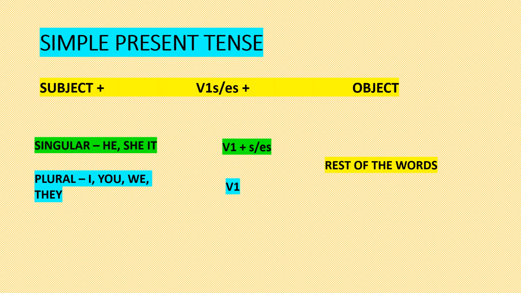If it is a singular subject, which is he, she, or it, then I will always use a V1 with the S or ES and the rest of the words, which is the object. On the other hand, if it is a plural subject, which is I, you, we, or they, I will always use a V1, again followed by the rest of the words, which is an object.